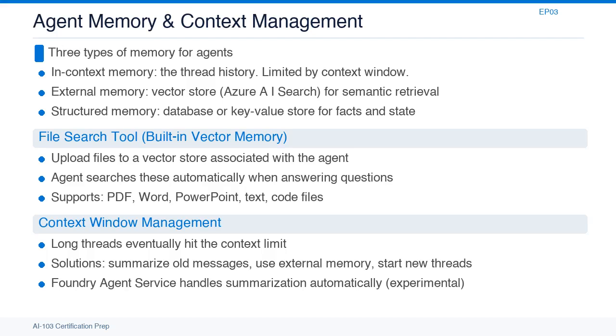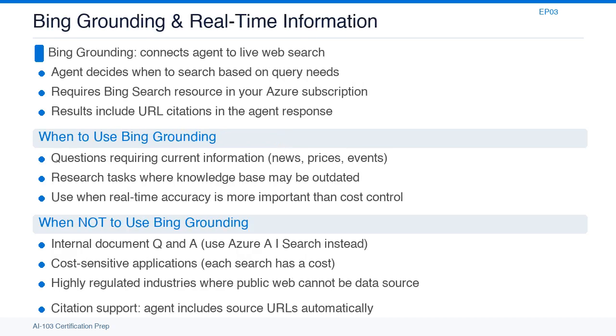Structured memory uses traditional databases or key-value stores for facts and state. For example, the user's preferences, account information, or the results of a previous session. For the exam, if a question asks how to give an agent access to company documentation, the answer is File Search Tool or Azure AI Search Integration. If a question asks about handling very long conversations, the answer is Summarization, or using external memory instead of relying only on the thread. Bing grounding is the built-in tool that connects your agent to live web search.